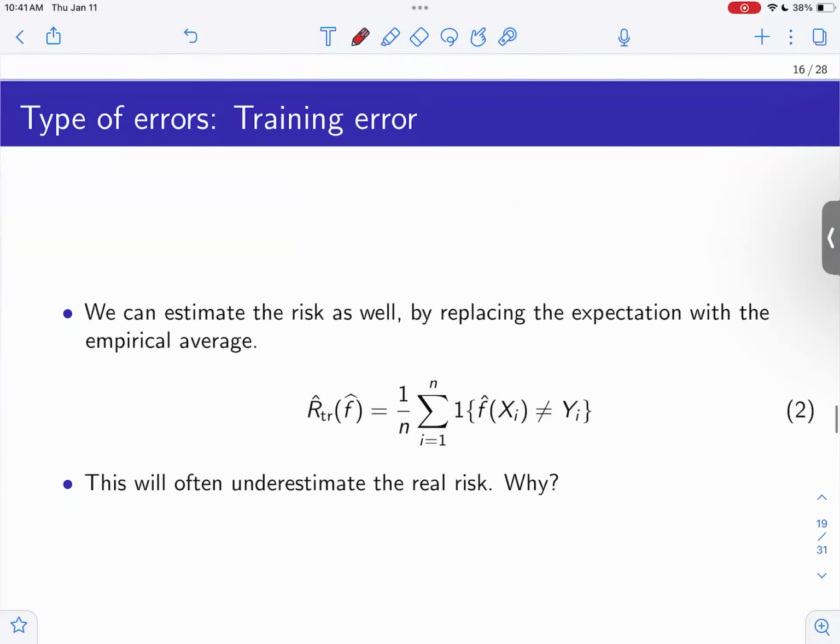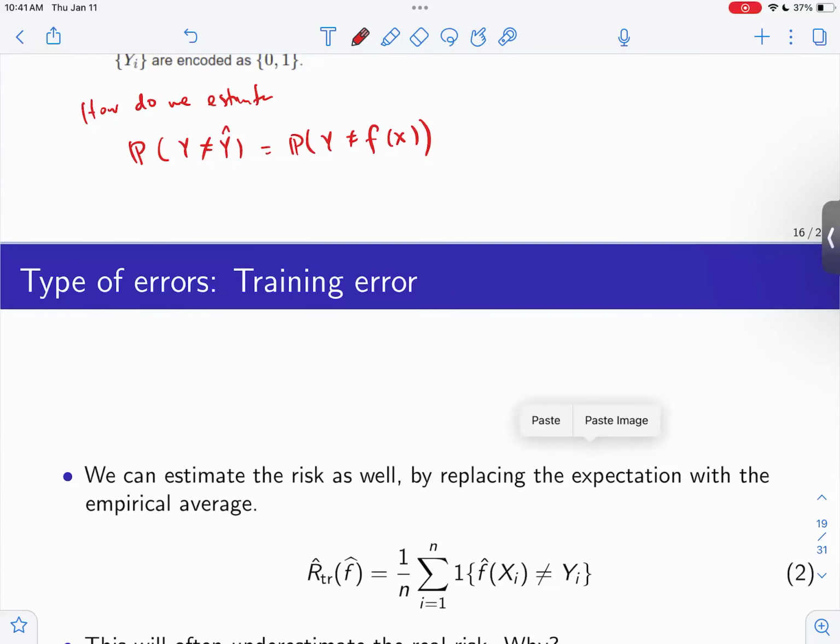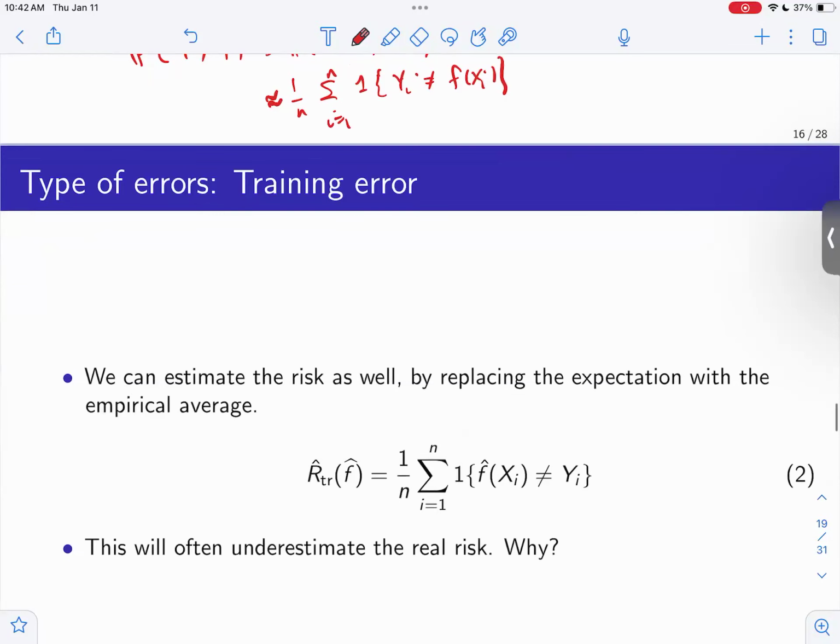And so what will happen is, effectively you replace this with the averaging again. So 1 over n, summation i from 1 to n, indicator of yi not equal to f of xi. So you're going to look at all your data, apply f to each xi, and see if it matches yi, or count how many times you make an error. So that's an empirical estimate. That's going to be this.